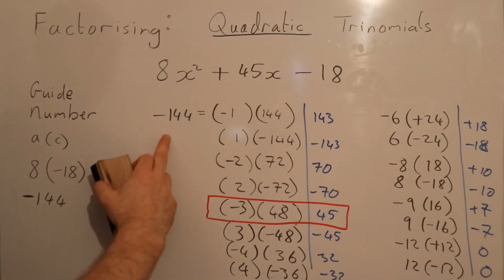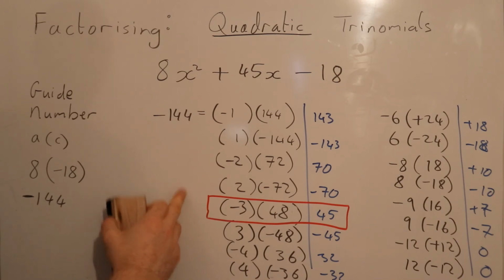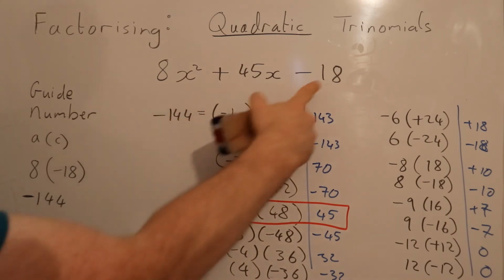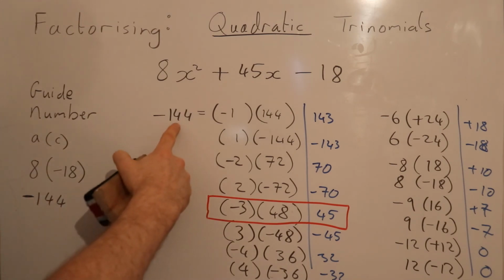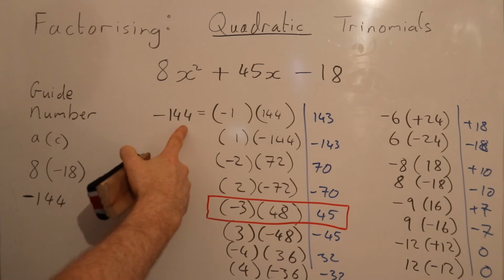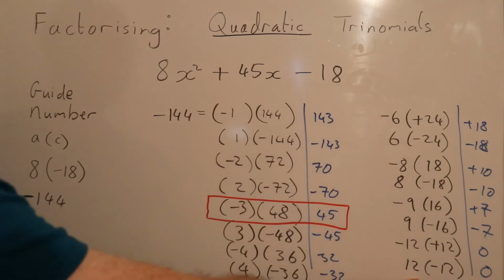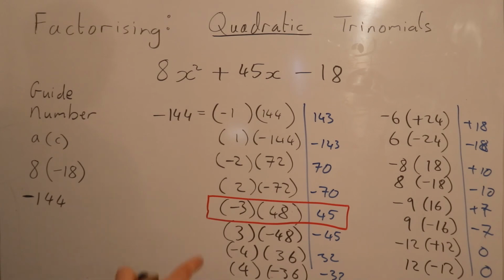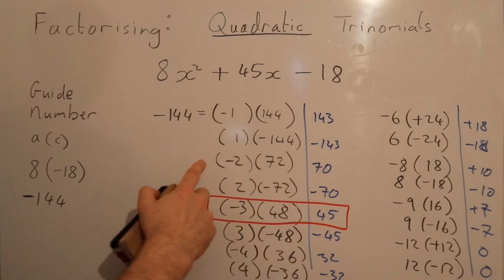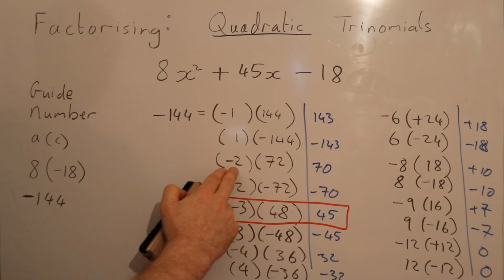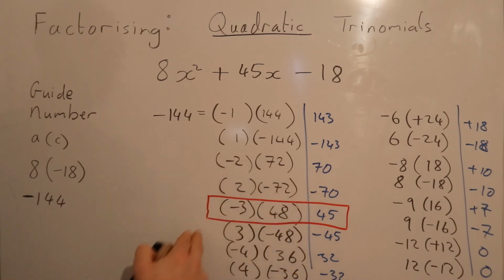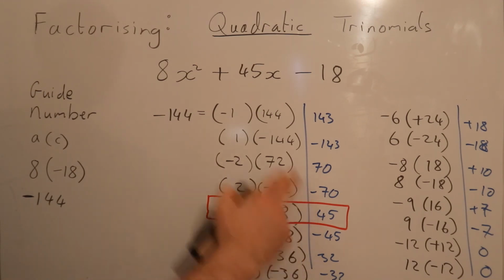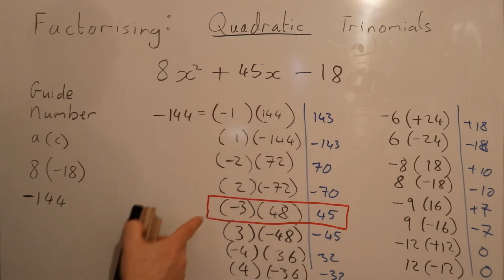So let's remove all of our factors. Just make sure we know the guide number was 8 by minus 18, minus 144. In black here we have all the factors of minus 144, finishing over here with 12 times minus 12, and then in blue we're looking at what we get if we total those up. Minus 2 and 72 plus 70, 2 and minus 72 minus 70, and so on. And the one we notice that's curious is to get the number 45, which appears in our question. So we're going to use this fact here.